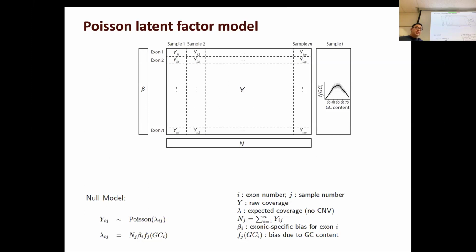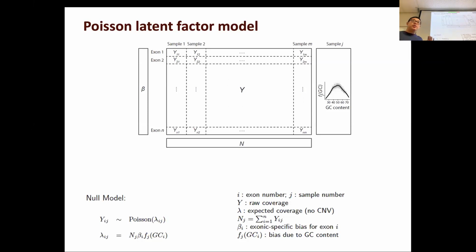The f_j of GC_i is a function for a specific individual, and we know that it has a shape like the one shown here. Various studies have shown that it certainly is not a linear function. It is probably a parabolic function, but most likely you should use a non-parametric version to capture the GC content bias. Regardless, it is certainly not linear. You can directly try to model this so that you can attribute at least that part of the artifacts to the GC content.